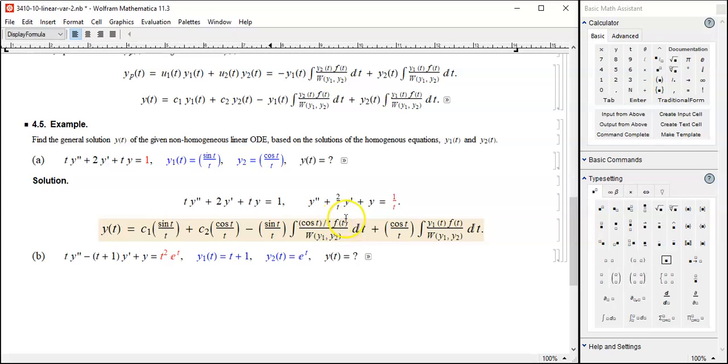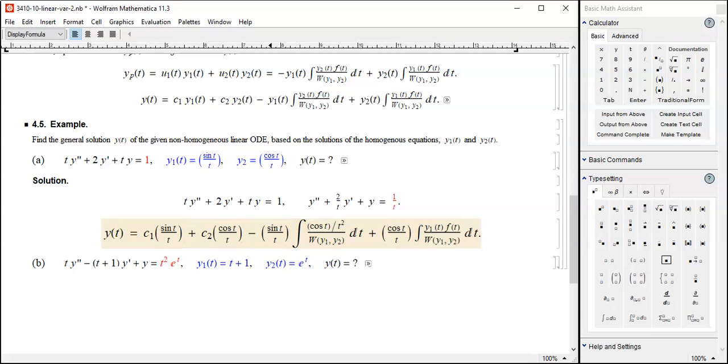And what is this f of t? This is 1 over t, so we have times 1 over t, so we get t squared here. Not this one, it's not 1, it's 1 over t. Same thing goes here. This is sine of t over t, and then we are multiplying 1 over t, so this is over t squared. Now how about the denominator?